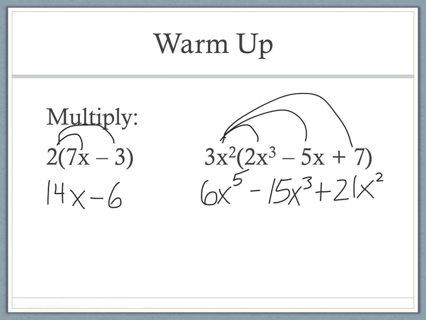The reason why I did this is because when we factor out a greatest common factor, we're going to be working in reverse. So instead of distributing and ending with this answer, what we're going to do is start with this answer, and then write it as our solution. And we'll take a look at an example here in a little bit.